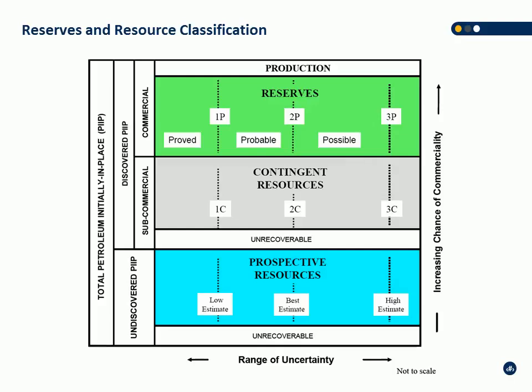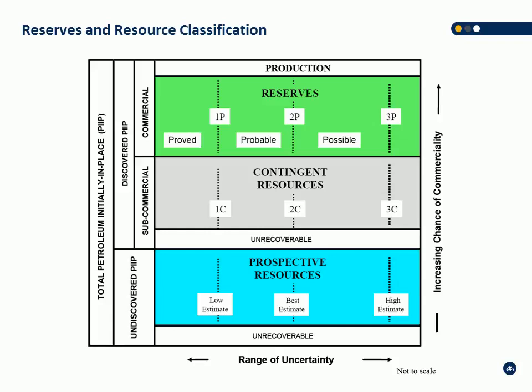So again, you've got the whole bucket on the left side, total PIP, and then it's broken down into discovered and undiscovered, sub-commercial and commercial. Undiscovered, like I said, is either going to be prospective resources or in the unrecoverable bucket. As soon as it's discovered, it's either going to be contingent or reserves. And the defining factor between contingent and reserves is commerciality. On the x-axis, horizontally, you're talking about the uncertainty in estimates. So you've got low, best, high, and these are the same as 1P, 2P, 3P, as you can see up here.